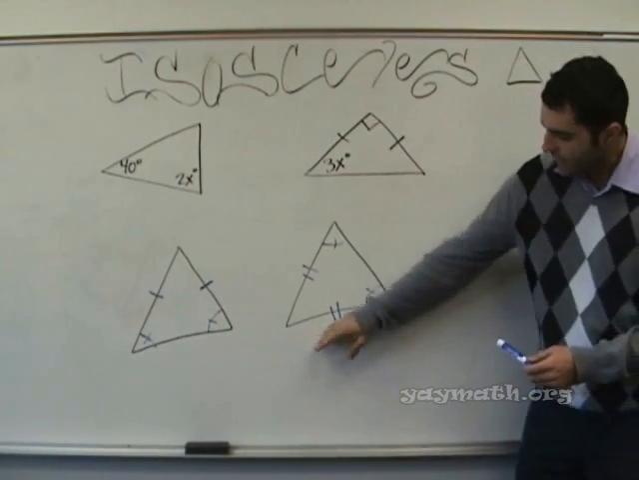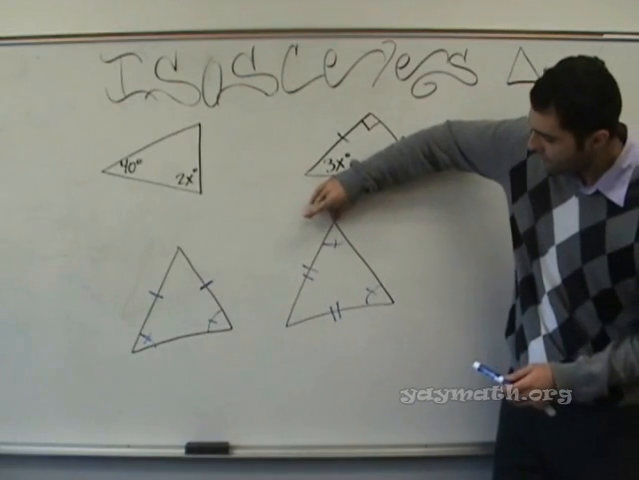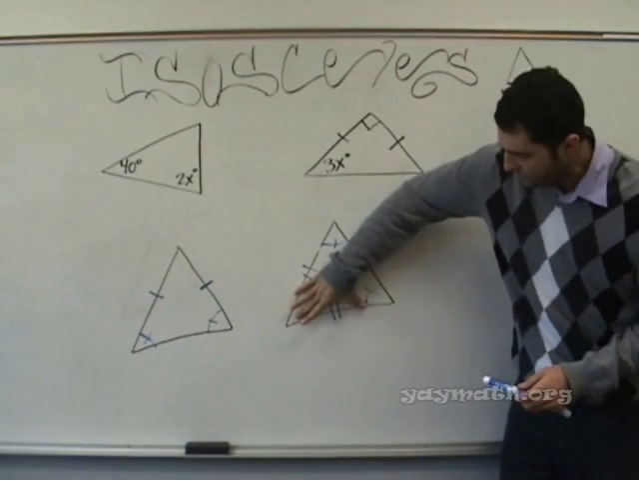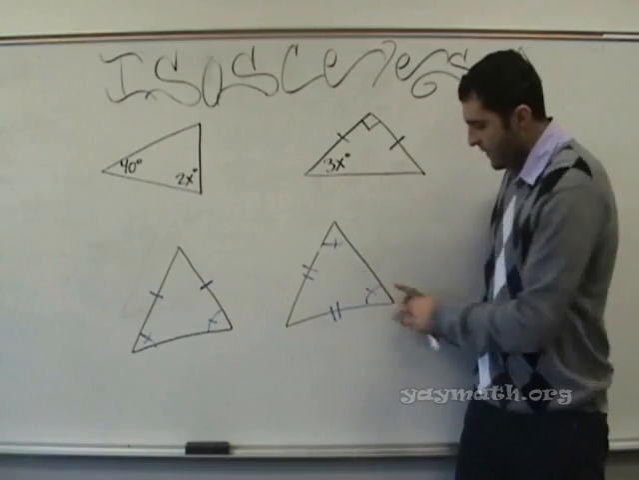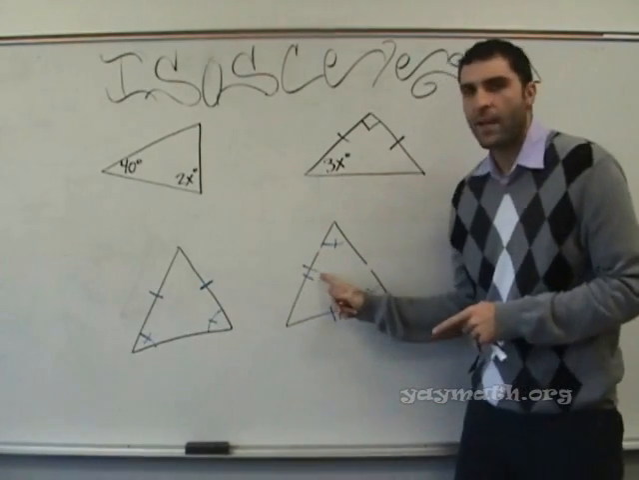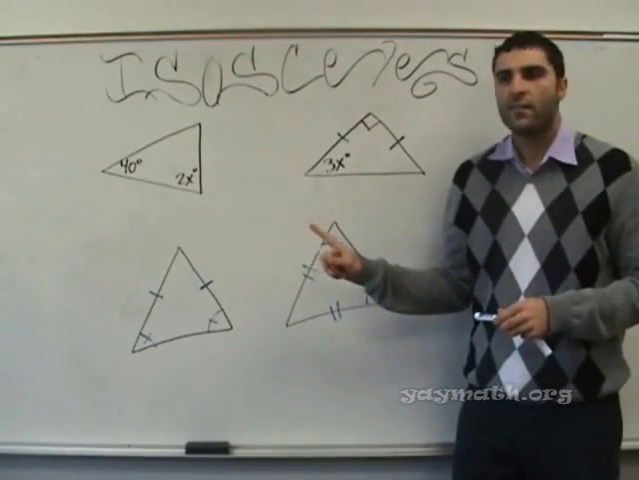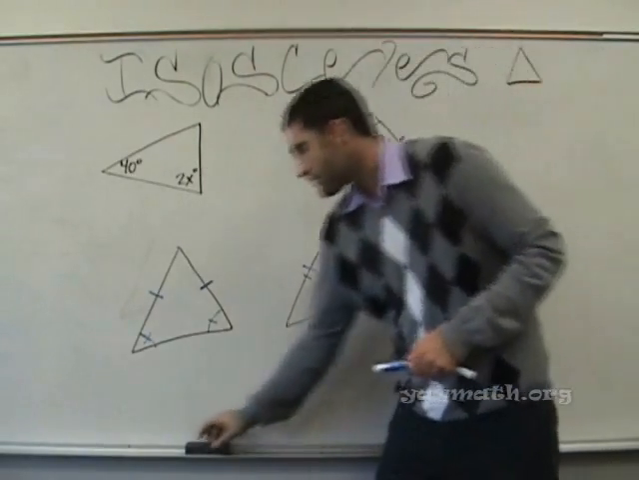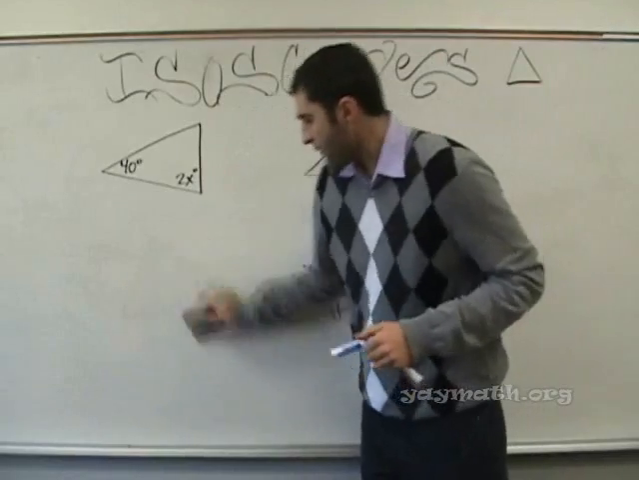So opposite of this side would be this angle, right? It's kind of casting its light onto this wall. Opposite side of this angle is this wall here. Okay, any questions so far? Okay, let's do some of these then. So I'm going to take these down.